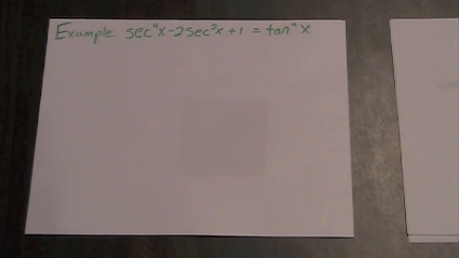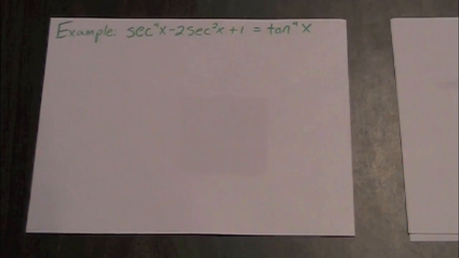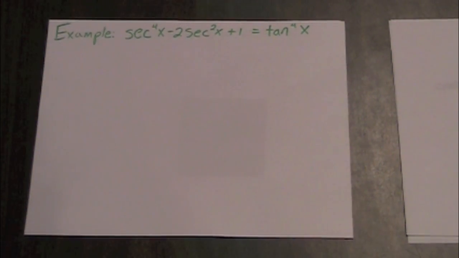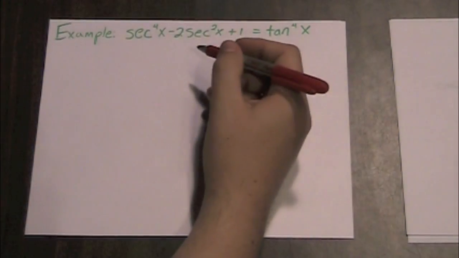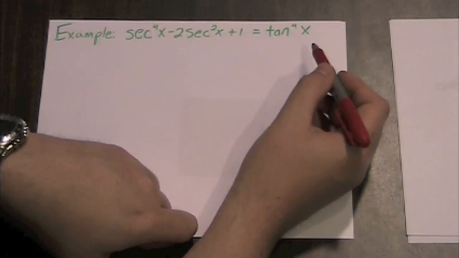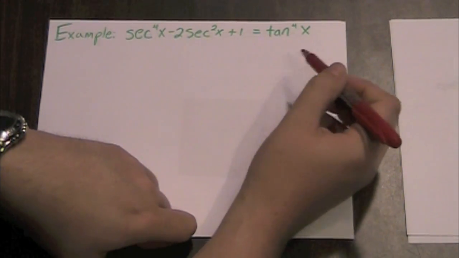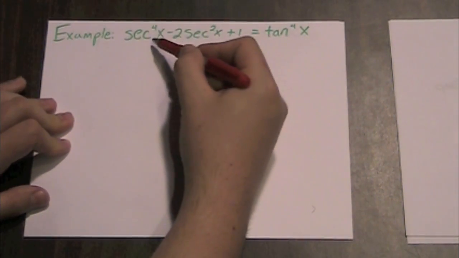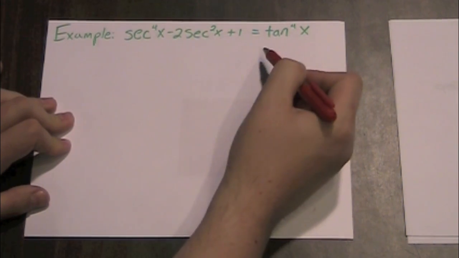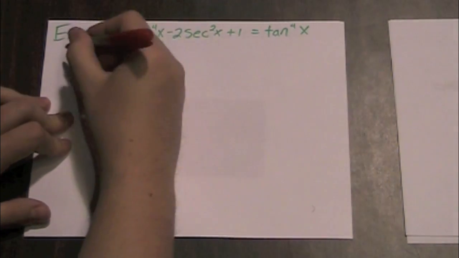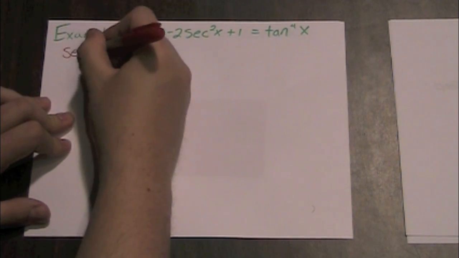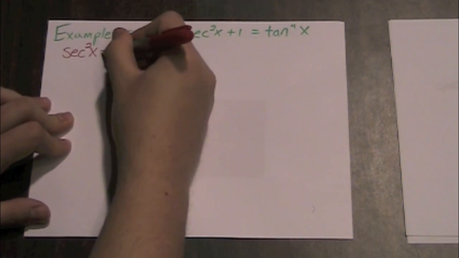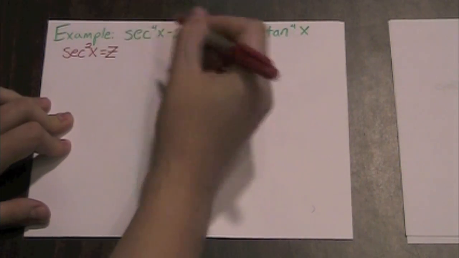Our second example is going to involve a little bit of factoring. And what I'd like us to remember is when we were first dealing with some of the harder quadratic style factoring problems, we could replace a variable with something else. So I might take a look at something like, okay, I can see that there's a secant to the fourth power, a secant squared, a tangent to the fourth power here. What if I made secant squared of x equal to, and let's use z kind of arbitrarily.